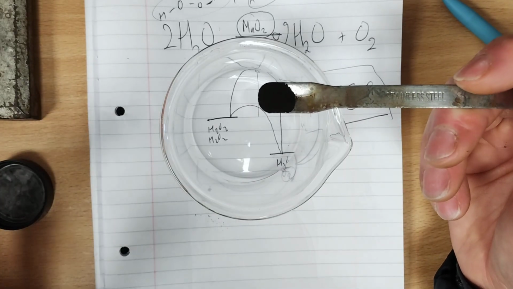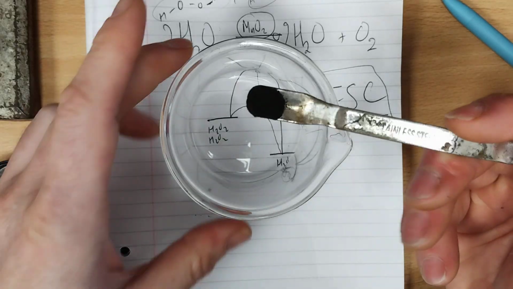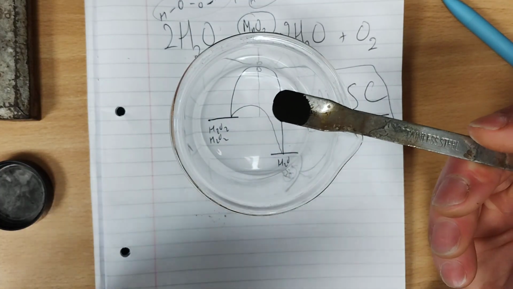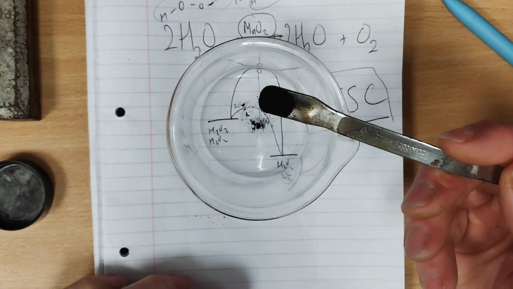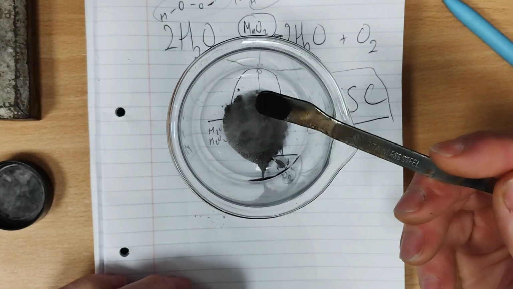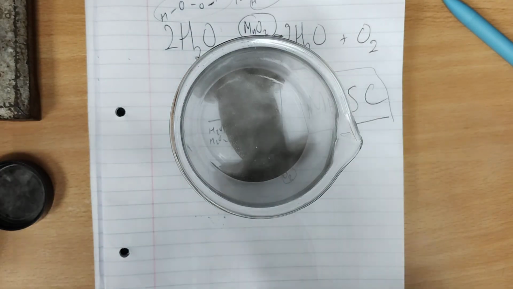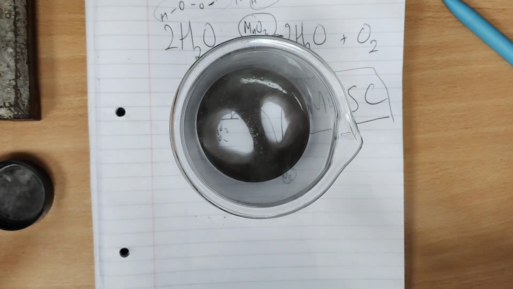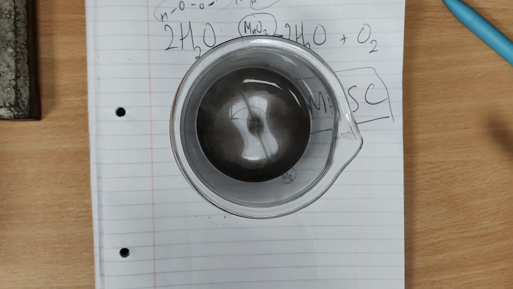You'll find out in year 13 what that pathway looks like. All you need to know is that statement. Okay, sprinkle a bit in and we should see oxygen being produced. There we go. So instant, isn't it? That's pretty cool, isn't it?